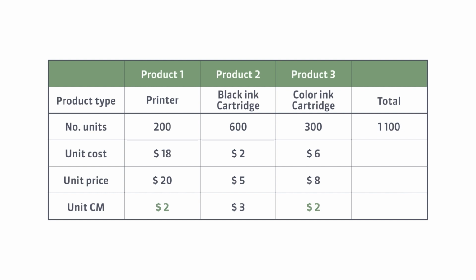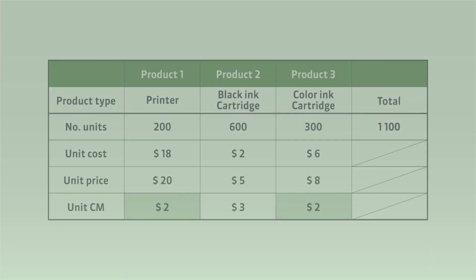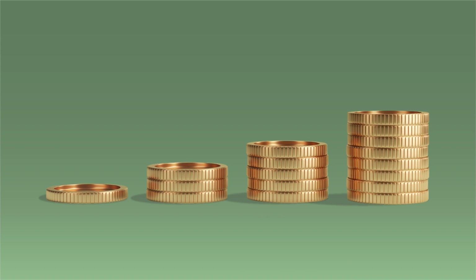As you can see, it is difficult to specify the unit cost, unit prices, and the unit contribution margin for all products together. At this point, things look fine. The company theoretically earns on selling each product. But this is not the end of the calculations. We still have fixed costs.